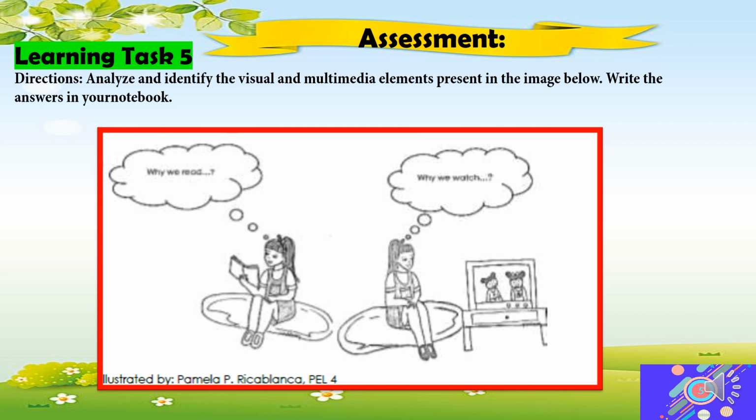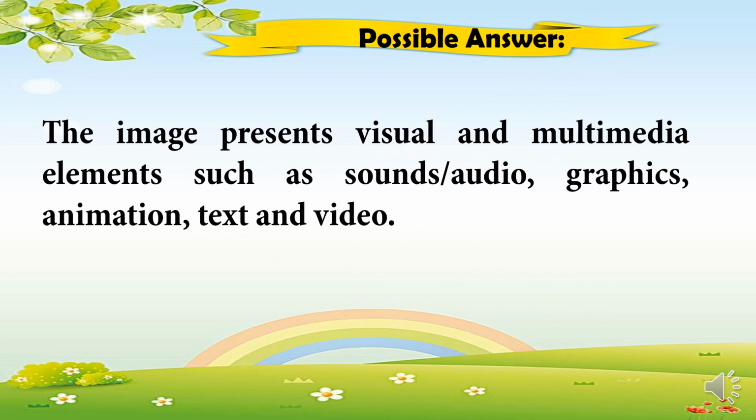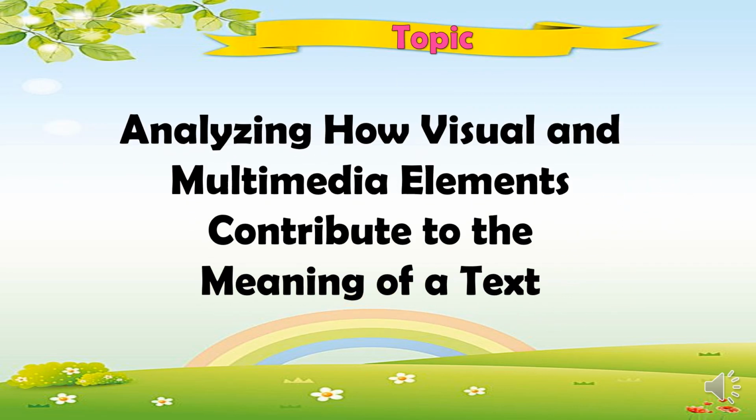So let us now answer learning task 5. Here is my possible answer. The image presents visual and multimedia elements such as sounds or audio, graphics, animation, text, and video. And that concludes our discussion about the topic, analyzing how visual and multimedia elements contribute to the meaning of a text.